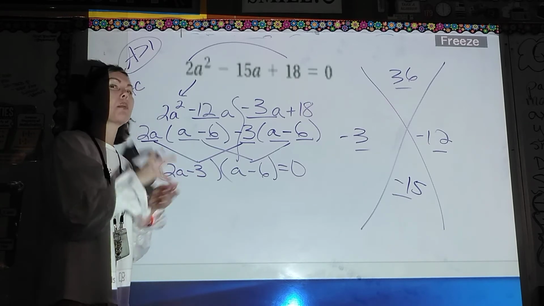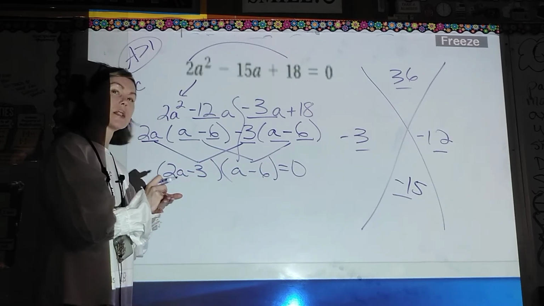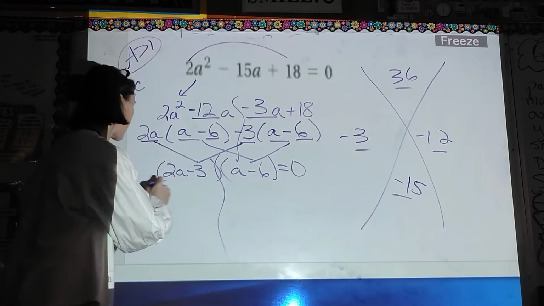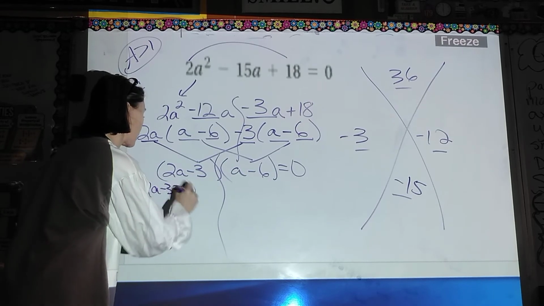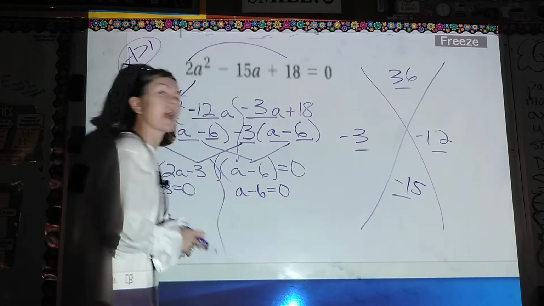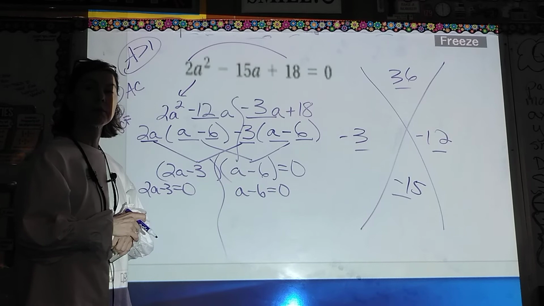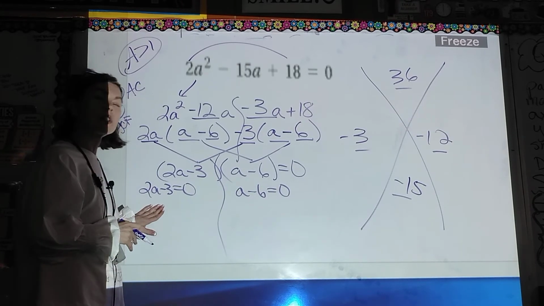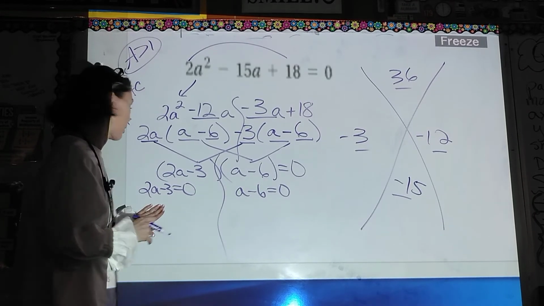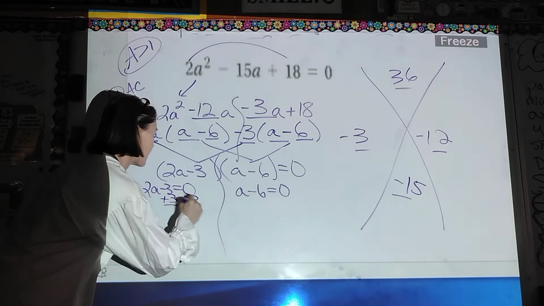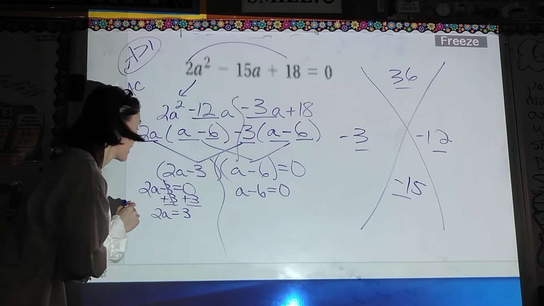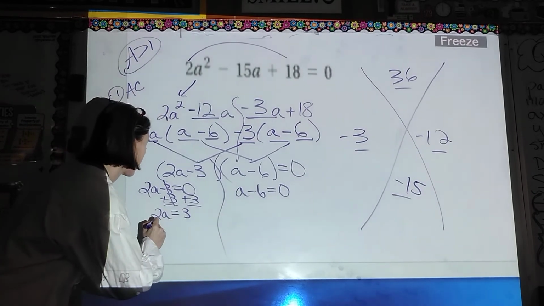Done. Okay, but we're solving, so we take it one step further, draw the squiggly, split it. Now you take 2a minus 3 equals 0. And then on this side, we take a minus 6 equals 0. And on both sides, we solve for a. What are the two steps we have to do here to solve for a? We're going to add 3 and divide by 2. So add 3 to both sides. 2a equals 3. And then divide by 2 on both sides.